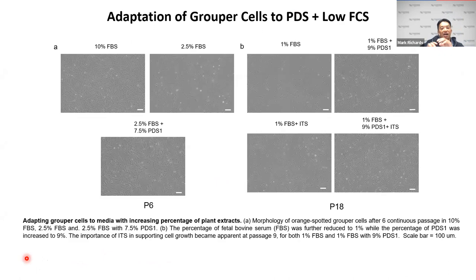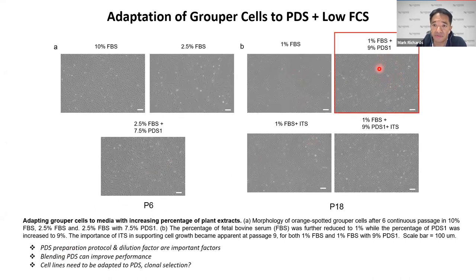So what we wanted to do was to see how low we could go in the removal of the calf serum. So again, sequential adaptation to increasingly lower concentrations of fetal calf serum. This is one of our plant extracts, which we term PDS1. In this figure on the left, A, the 10% fetal calf serum control, and the reduced 2.5% FBS control, you can see this is quite sparse. But with the addition of 7.5% of this plant serum, we see improved growth. And we push this down even further: 1% FBS control, and 1% FBS supplemented with 9% of PDS1. Again, there's improvement in growth and more cell numbers here.